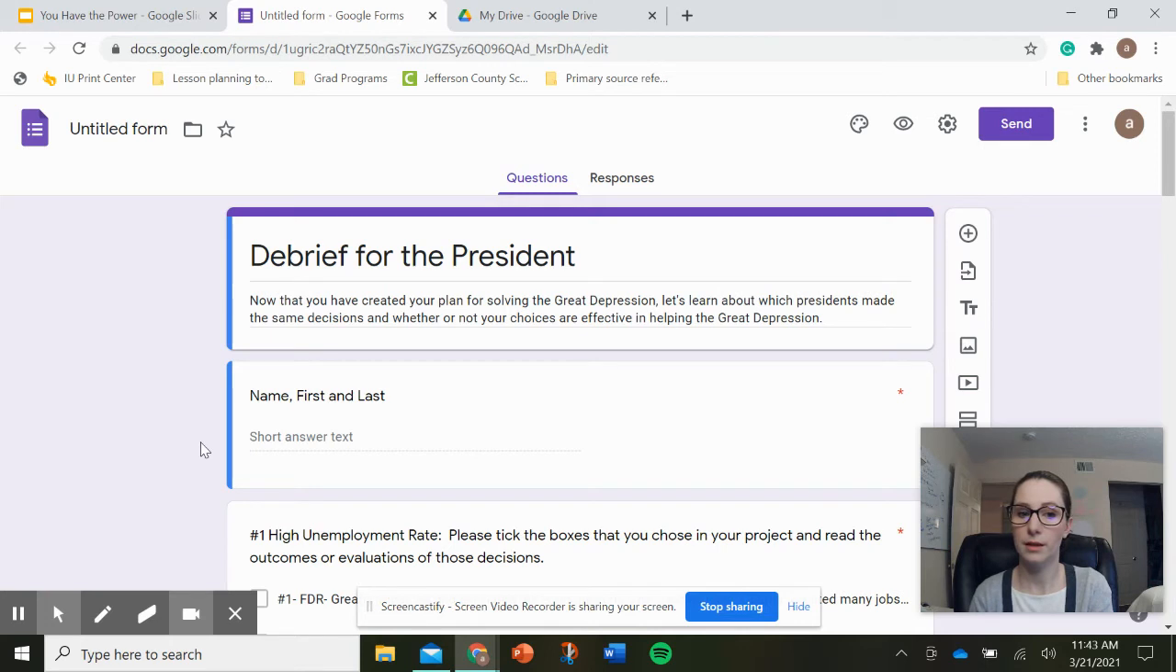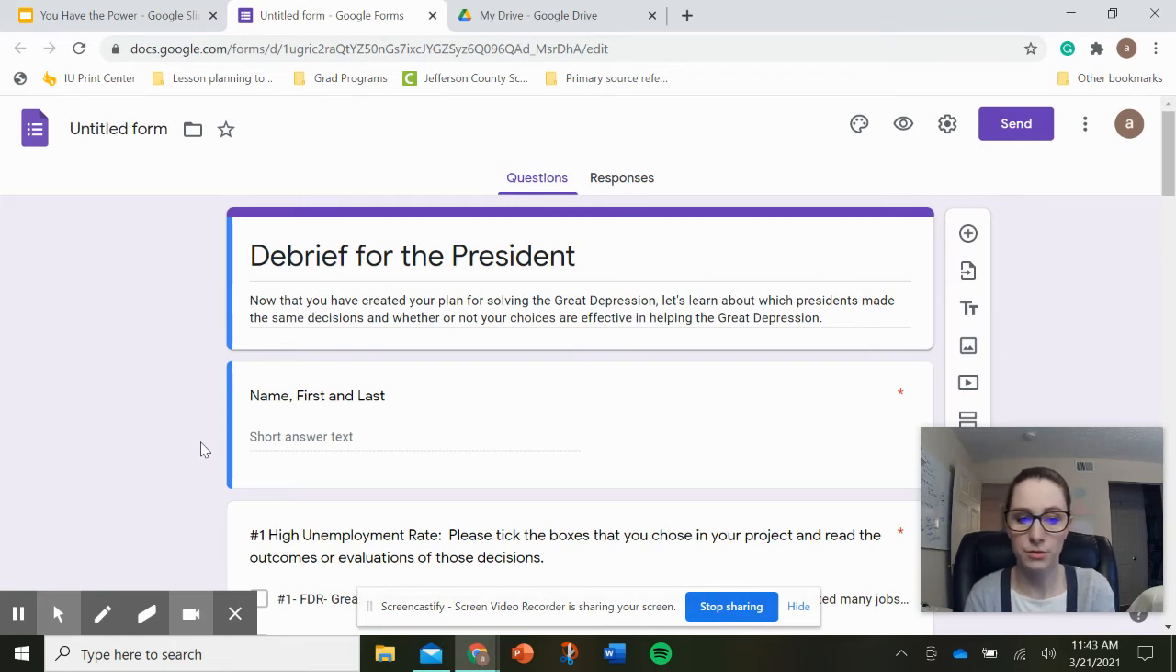In government, a lot of the times there are decisions that are made with the greatest of intention, but they have negative consequences. We see that a lot with President Hoover while he was in office. So this is where you're going to learn, it sounded great on paper, but did it actually work?